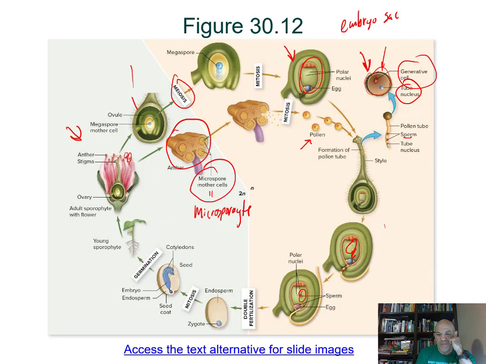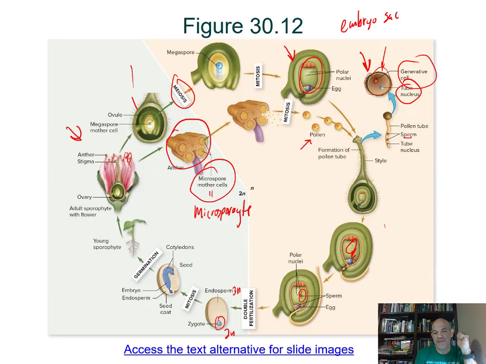So when the egg is fertilized, you get your zygote. That's one cell that's diploid. Your endosperm is going to be all of this stuff in here. And all of the cells that make up the endosperm now are going to be triploid, because 3 nuclei combined, each one was haploid, okay? So that's the basics there of how all of this works.